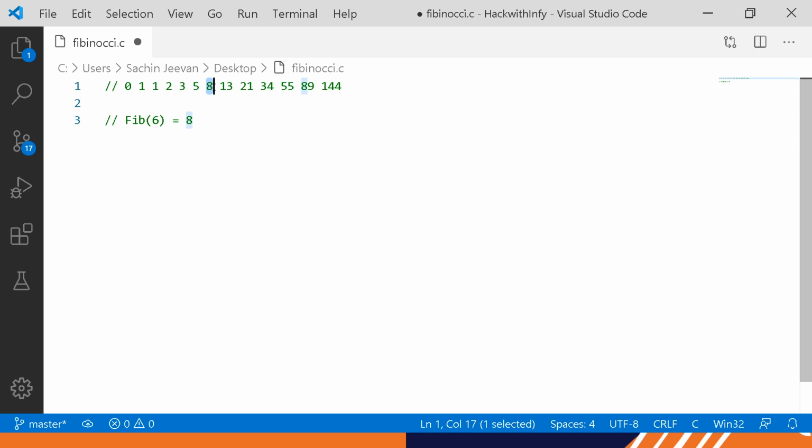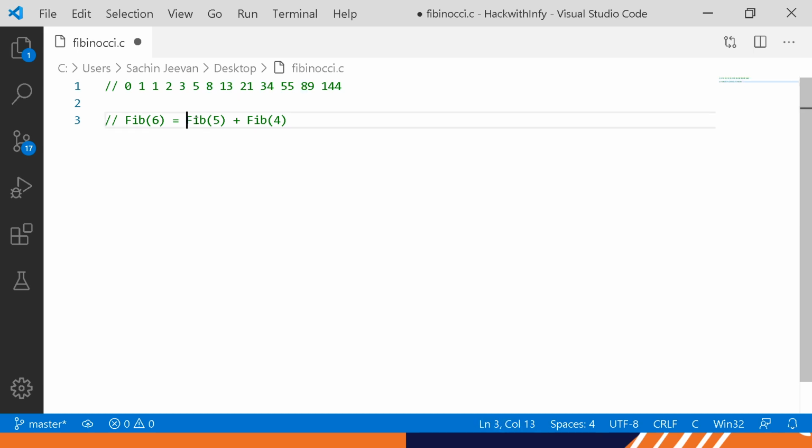How did you get 8? 5 plus 3 equal to 8. What is 5? What is 3? If 8 is the 6th Fibonacci number, then 5 is the 5th Fibonacci number and 3 is the 4th Fibonacci number. So if you want Fibonacci of 6, then you have to find Fibonacci of 5 and add Fibonacci of 4 also. So the 5th Fibonacci plus the 4th Fibonacci. What is the 5th Fibonacci? 5. What is the 4th Fibonacci number? 3. Adding both these, we will be getting the 6th Fibonacci number, Fib of 6.